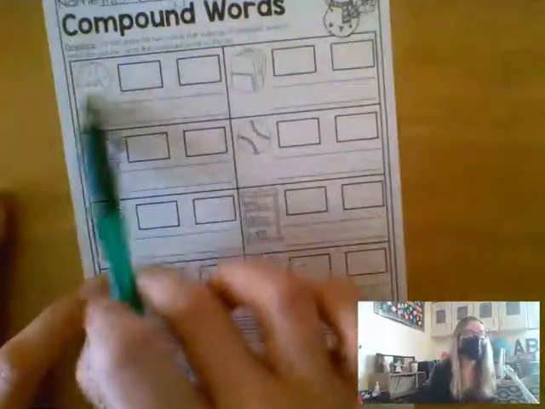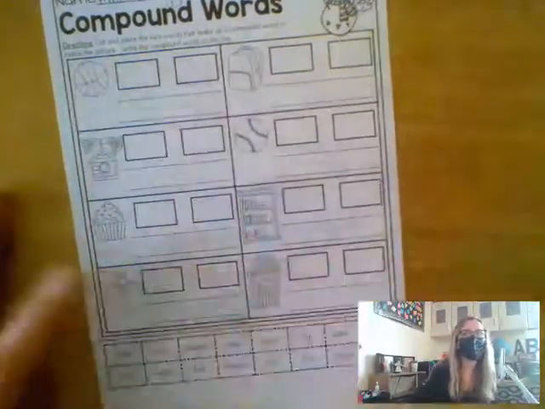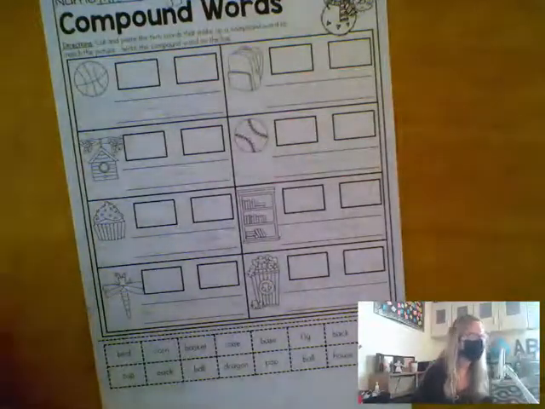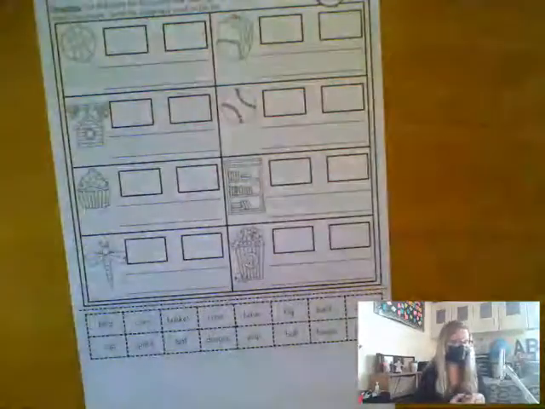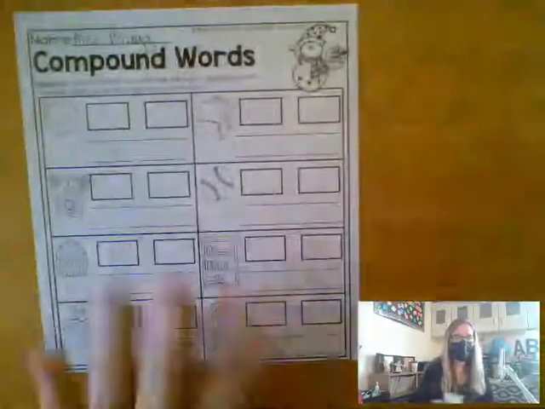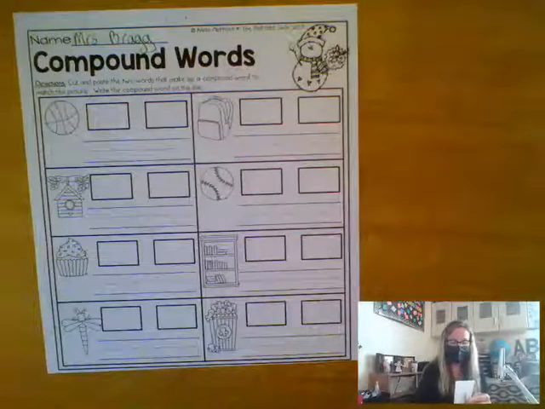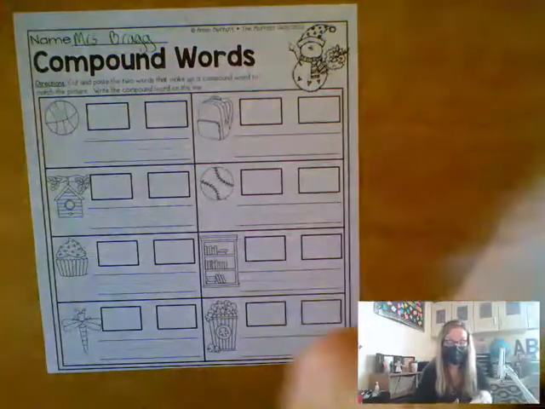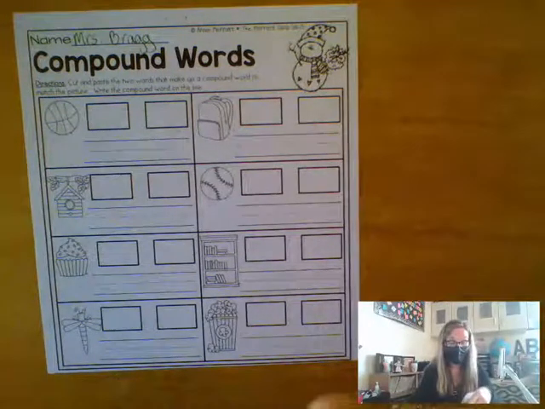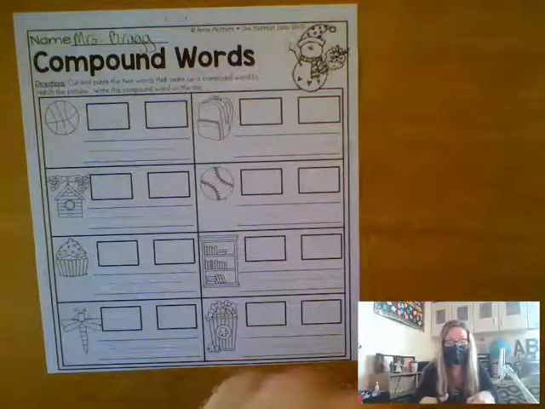So if we look here at the first one, who knows what this is a picture of? What is that a picture of, Sage? A basketball. So I'm going to come down here to the bottom of my page, and I'm going to cut off these words because these are going to be the words that I'm putting together to make my compound words. Now I have my nice clean page to turn in, and I'll cut off my scraps. And Sage told us that that is a basketball. So I'm going to look for the word basket, and I'm going to look for the word ball.